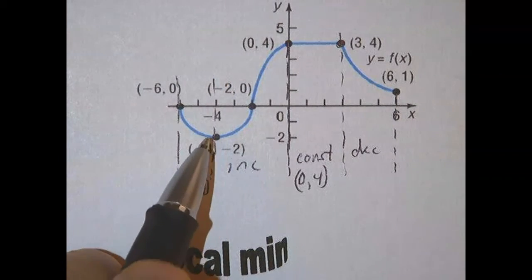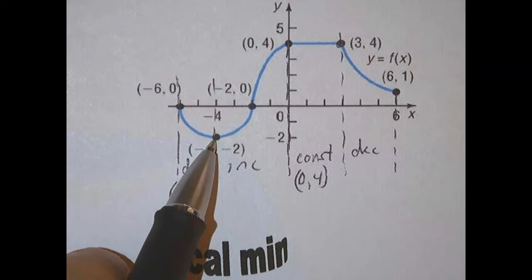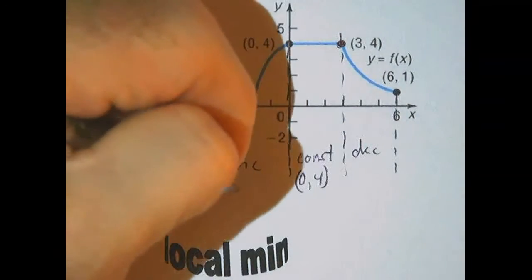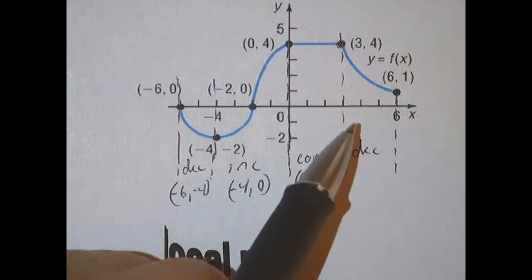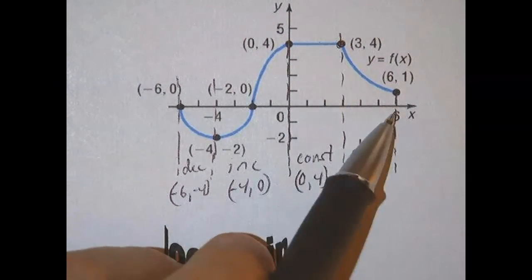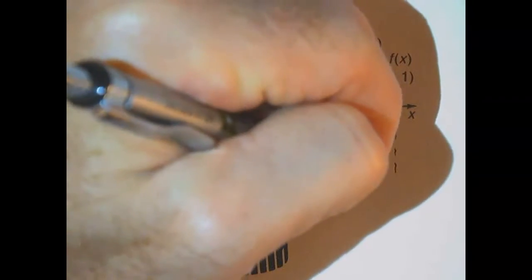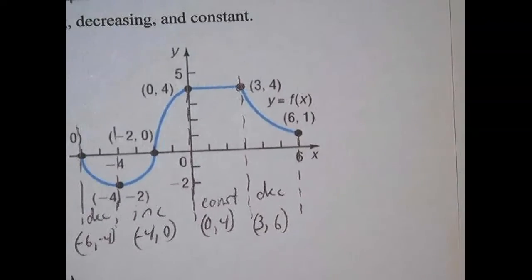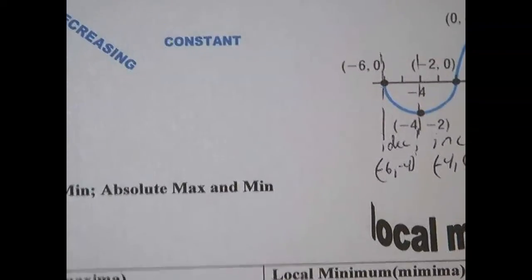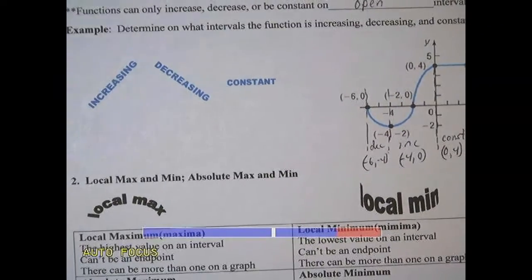It's going to be increasing from -4. This is from x equals -4 until x equals 0. So from -4 to 0. And then it's going to be decreasing again from 3 to 6. Okay, so those are the intervals where it's increasing, decreasing, and constant. We can write that out right underneath these little visuals to help us remember what they mean.